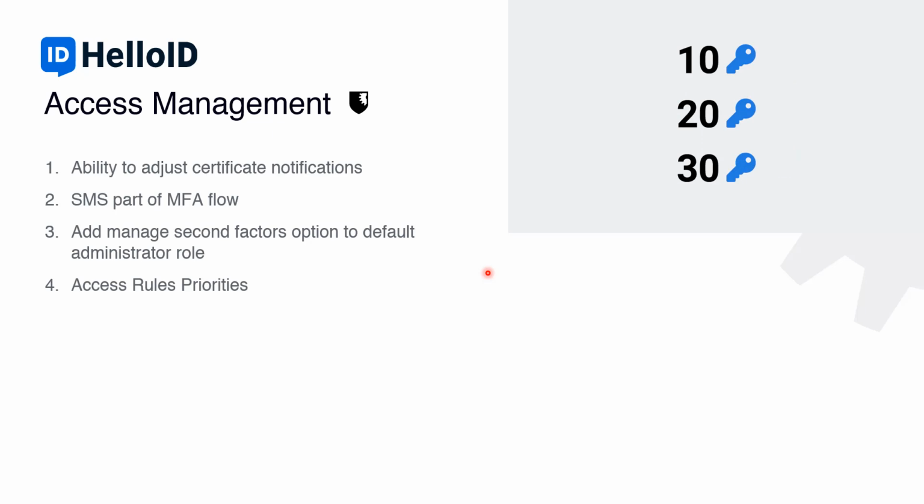I think a bigger, wanted item is that you now have priorities on the access rules. Access rules were randomly chosen: if one user had multiple access rules applicable, HelloID randomly chose one of those rules. And of course, that's an unwanted situation. Now you can set priorities, and the first access rule that is hit is executed, and not the other ones anymore. Of course, I will demo and explain this later in the product itself.